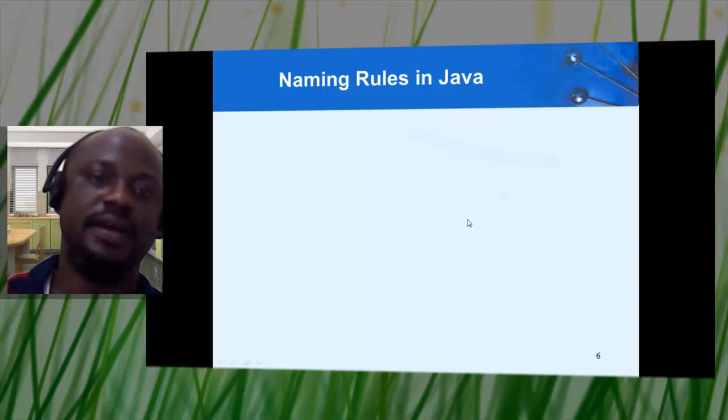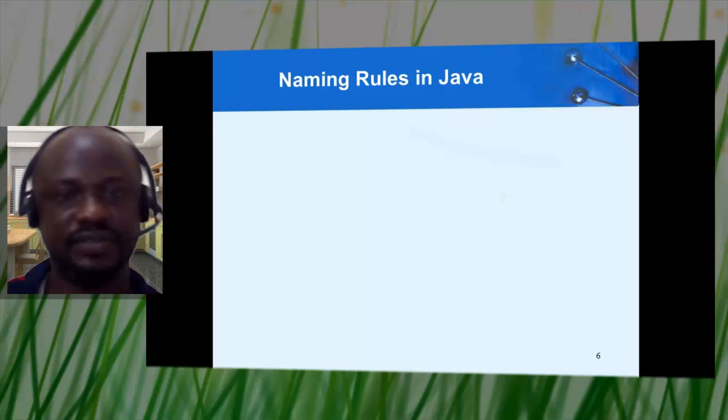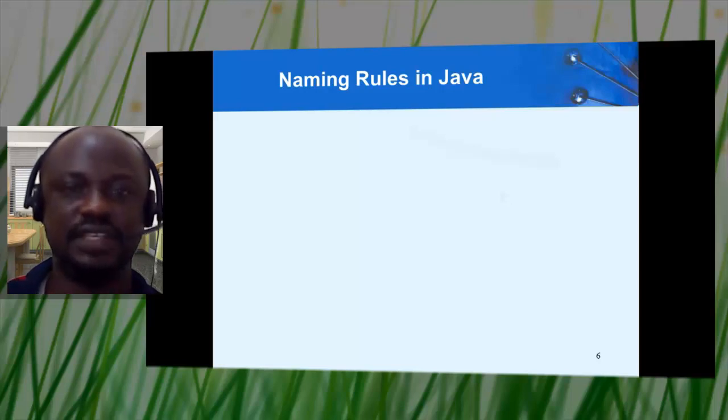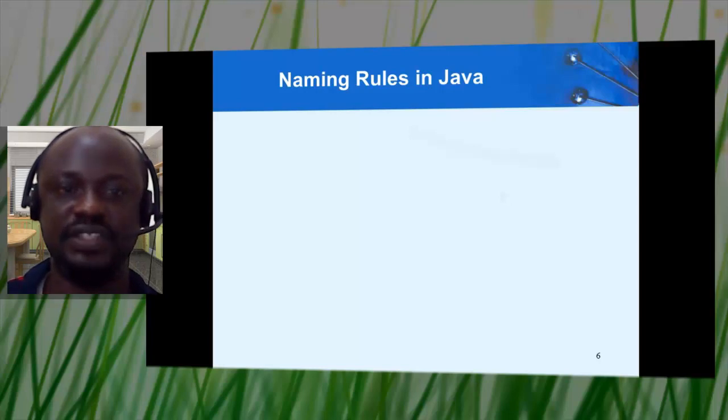A variable is supposed to have a name, as you saw from the previous slides. But the name that we are going to give to the variable is supposed to be a standard one, or supposed to follow certain rules. So the following slide is going to give us the naming rules in Java.